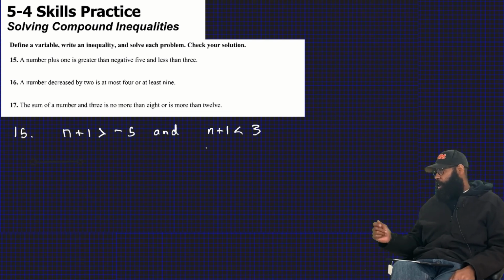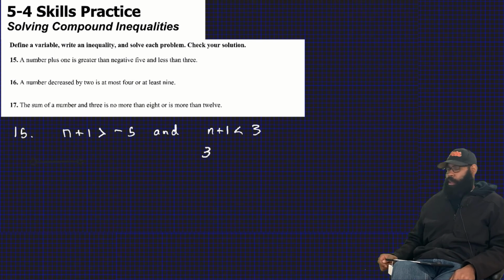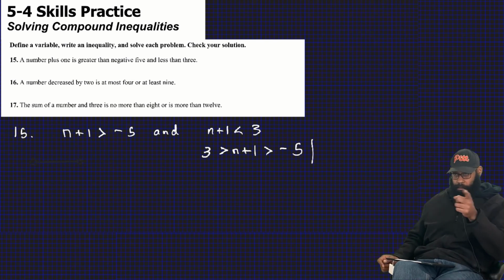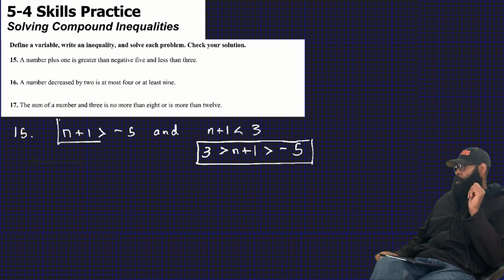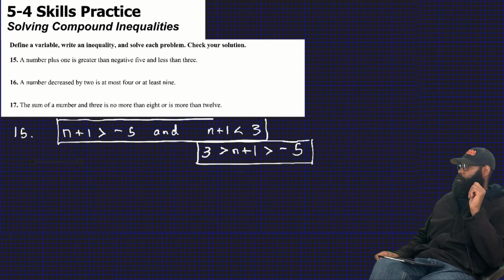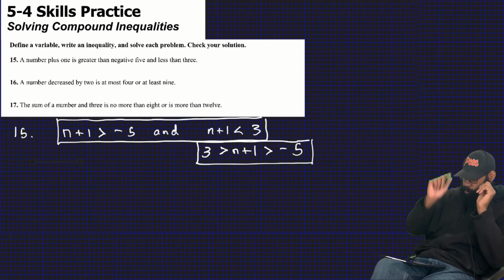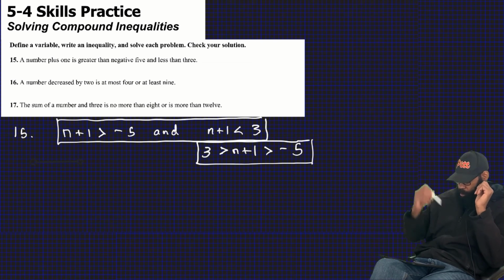Define the variable, got it. Write an inequality, got it. What else we got? Solve it. One steps, right? Oh, a rewrite already took care of that first and foremost. I see what I got going here, guys. Notice, pause. Gotta use my pen.